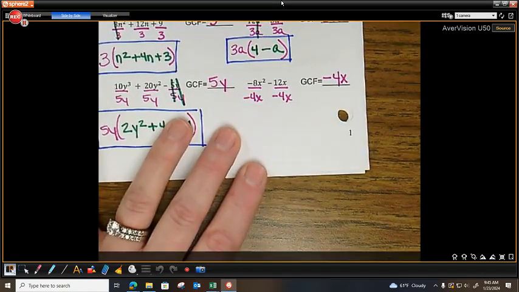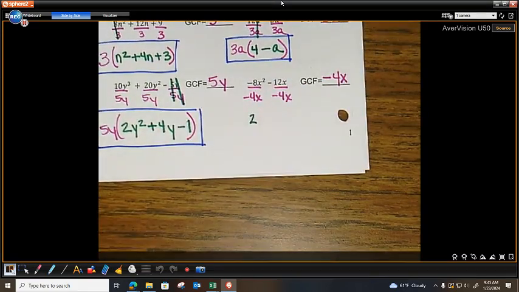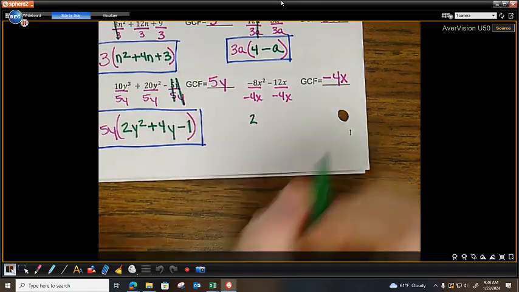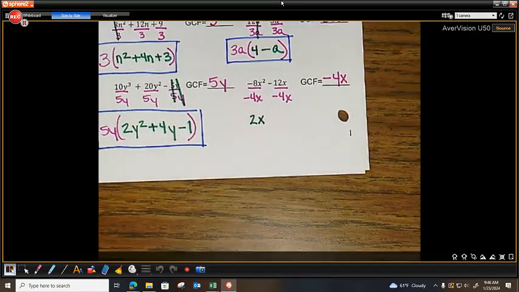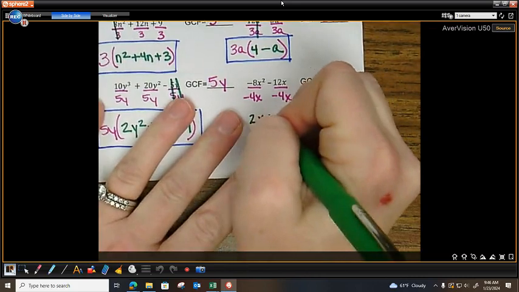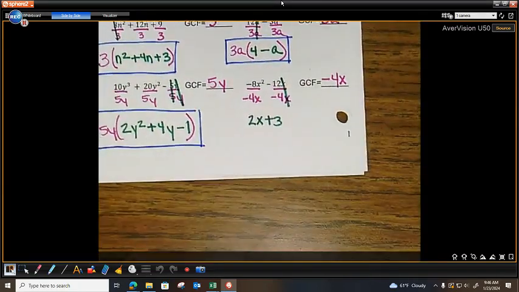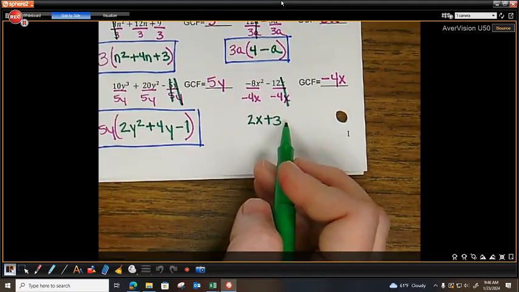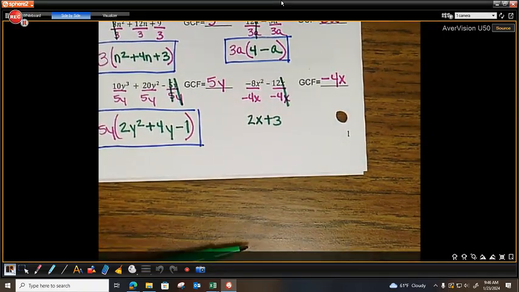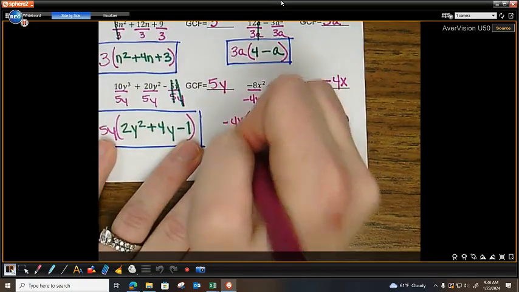So what's negative 8 divided by negative 4? 2. That's right. Good job. You have x squared on top, x on bottom. Cancel a pair, and you're left with x on top. What is negative 12 divided by negative 4? Positive 3. You have an x on top and an x on bottom. What happens? They cancel each other out. So do I have any x with my 3? No, you had an x over an x. They cancel out. All the x's are gone. So then I'm going to put this in parentheses and put my negative 4x out in front.